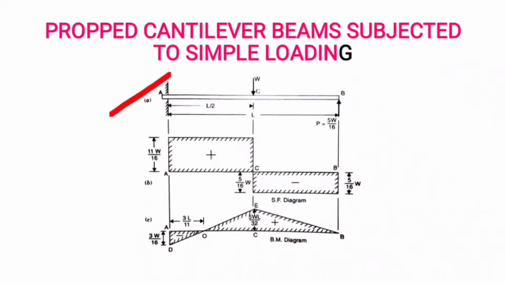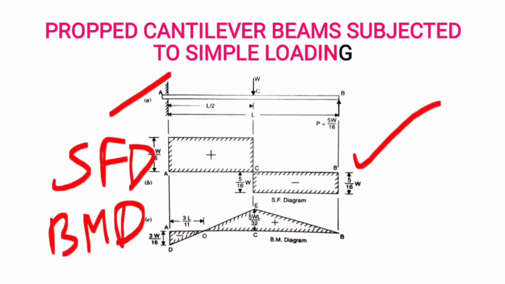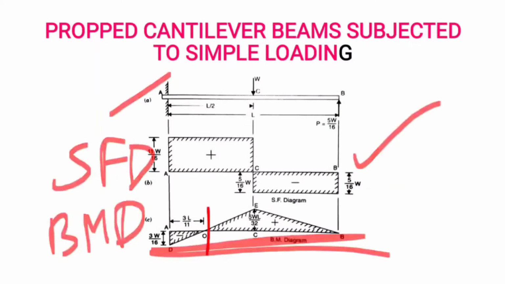If you plot the shear force diagram, this is the shear force diagram. If you plot the bending moment diagram, this is the bending moment diagram. At point O, the bending moment is changing. It changes its sign and the bending moment is 0. It is called the point of contraflexure. We study this in the concept of bending moment and shear force.